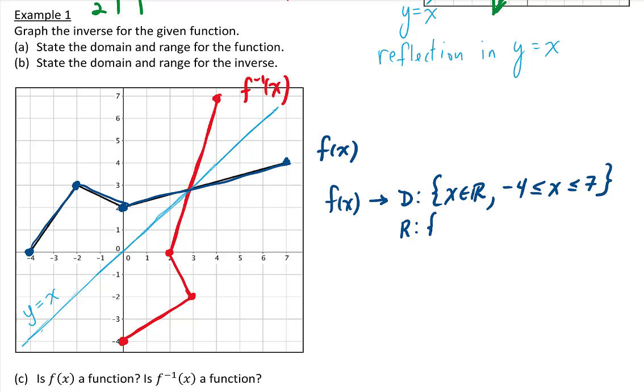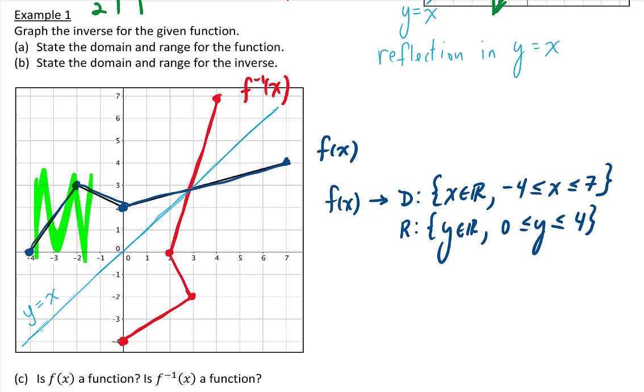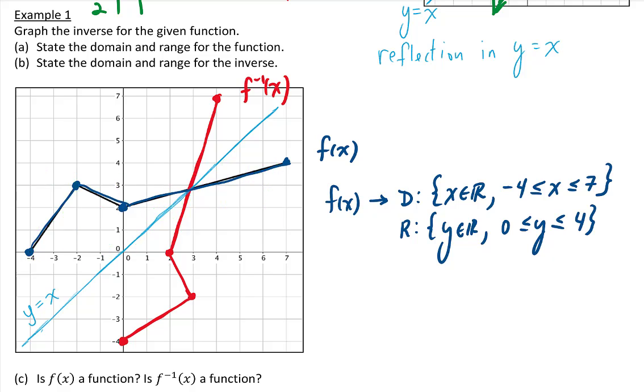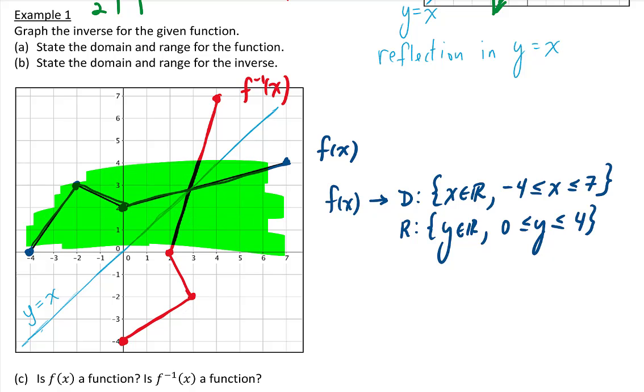Let's look at the range. Y is any real number. And then looking at the lowest to highest point on the blue graph, we see that the lowest value is 0 for y, and the highest value is 4. So again, looking at the graph, here are my x values going across this way. That's -4 to 7. And here are my y values going up this way. That goes from 0 to 4.